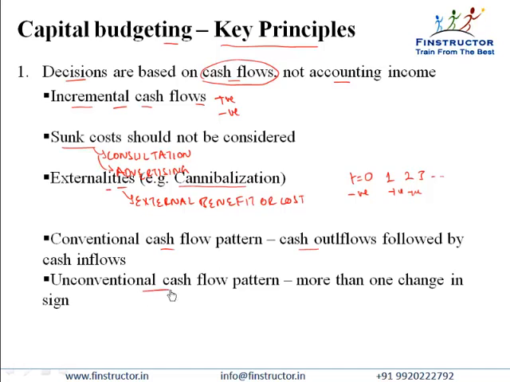In an unconventional cash flow pattern, there is more than one change in sign. So at t equal to 0, I may have a negative cash flow. Then for 2 years, we have positive cash flows. And year 3 and year 4, again, we have negative cash flows. And then again, we have positive cash flows. That would be an unconventional cash flow pattern.